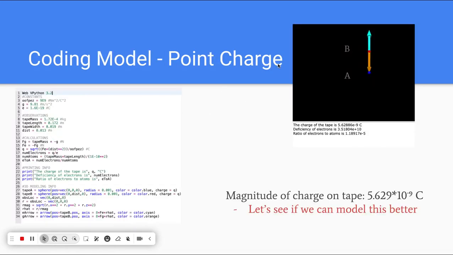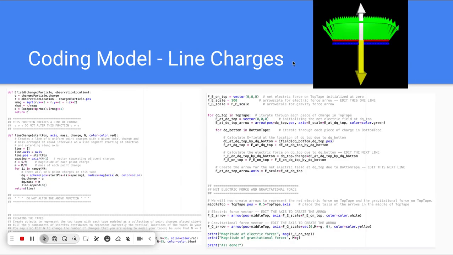Last week we used a point charge, and we got the magnitude of charge to be 5.629 times 10 to the negative 9th. But let's see if we can model it a bit better. Let's go into this week's line charge.